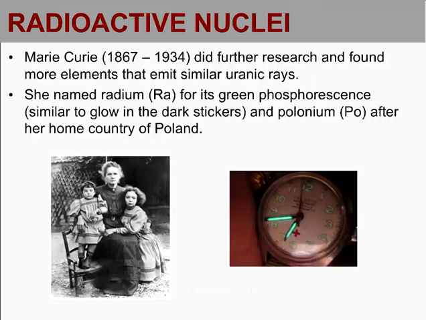And one element that she discovered was radium, and she named it for its green phosphorescence. And phosphorescence just means kind of a glowing effect. Now, some elements require sunlight in order to glow. So that would be like glow-in-the-dark stickers. You have to expose those stickers to light first before they actually glow. But radium could glow on its own without any sunlight.